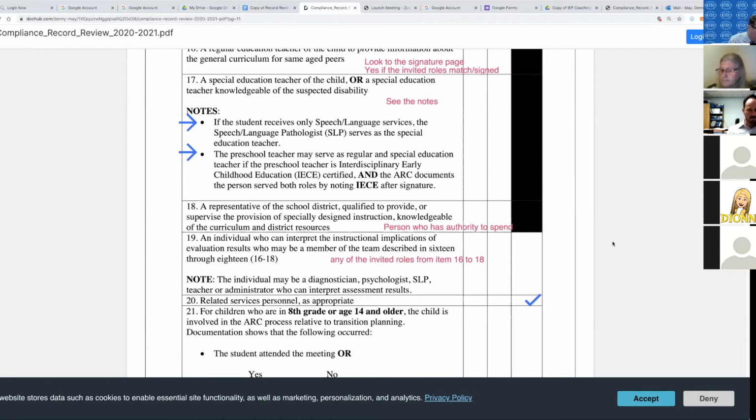We do see some with the initials, and we do see some in the lower grades where they're having speech, OT, PT, those kinds of things. So we're looking to see if there was any related services personnel invited that they signed the notice as such.